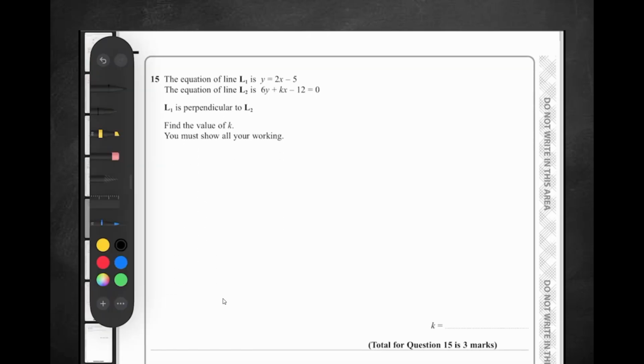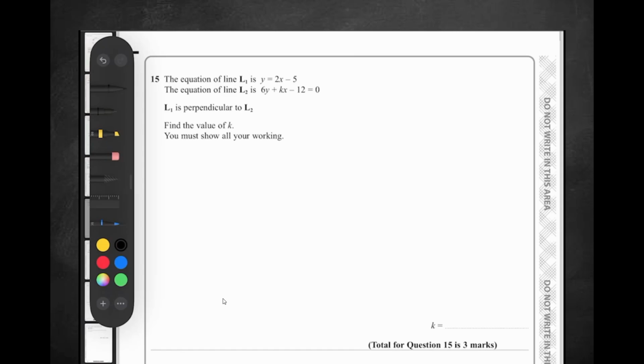Question 15. The equation of line 1 is y equals 2x minus 5. The equation of line 2 is 6y plus kx minus 12 equals 0. L1 is perpendicular to L2. Find the value of k. You must show all your working.